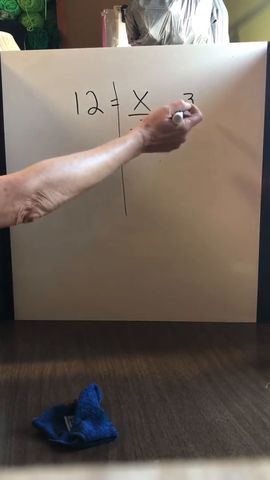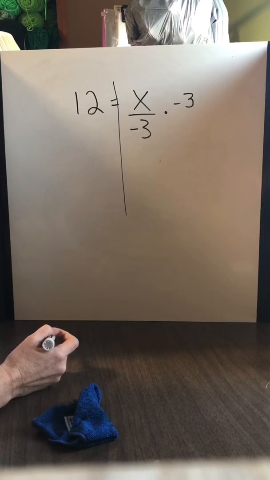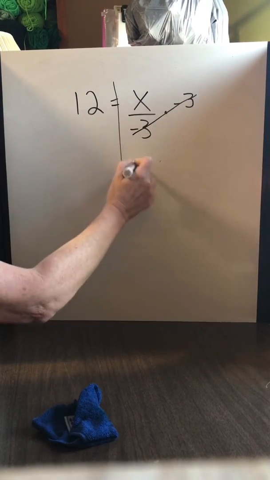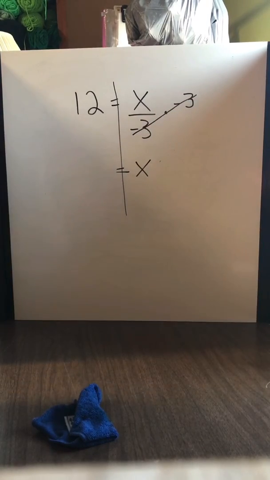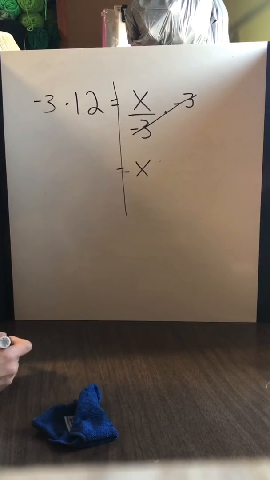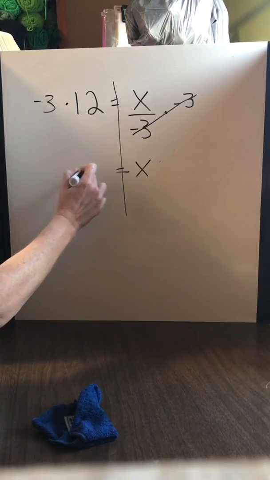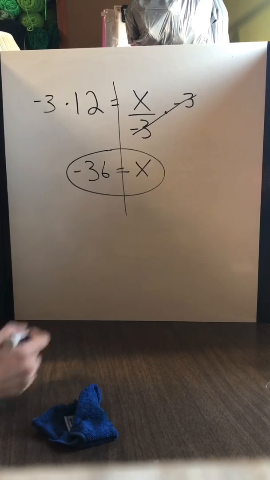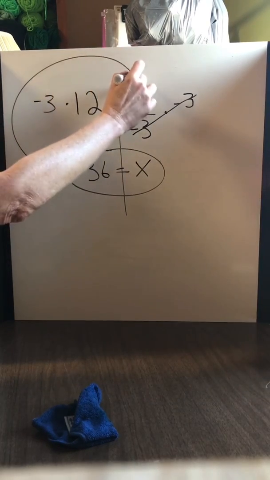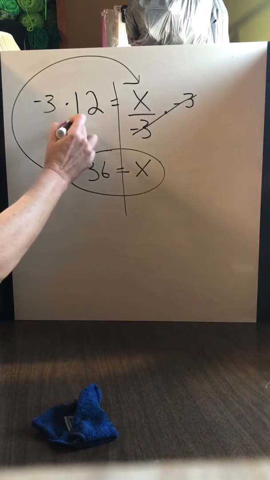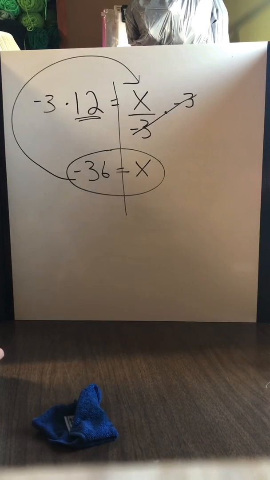Now it's in essence saying I've got negative 3 on the top and negative 3 on the bottom. And negative 3 divided by negative 3 just gives me a positive 1 and leaves me with just x there. I also have to multiply this side by negative 3. 12 times negative 3 would give me negative 36. So my answer is going to be negative 36. So when I plug that into here, and I take negative 36 divided by negative 3, in my calculator, negative 36 divided by negative 3 would give me a positive 12, so I did this correctly.